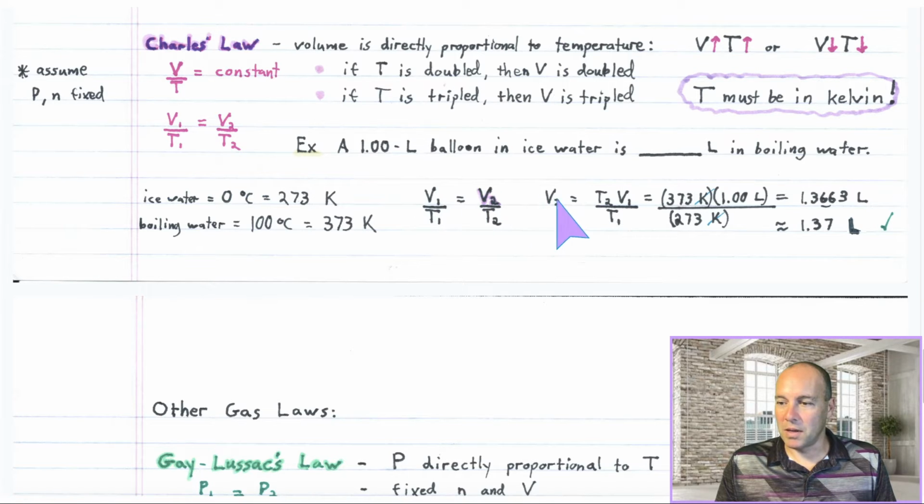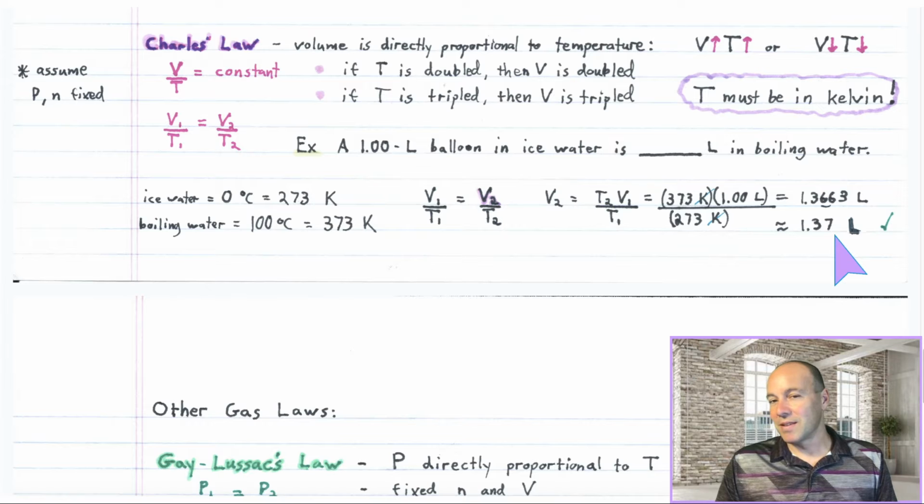V2 right here, and here's V2, and plugging in T2, T1, and V1. So here's T2, T1, and V1 all in the proper units. The Kelvin units cancel, and you're left with liters, and doing the math you get 1.37 liters. So you see the balloon grew a little bit. You didn't really double the temperature, so the volume of the balloon's not going to double, but you did increase the temperature somewhat, so the volume will increase somewhat.